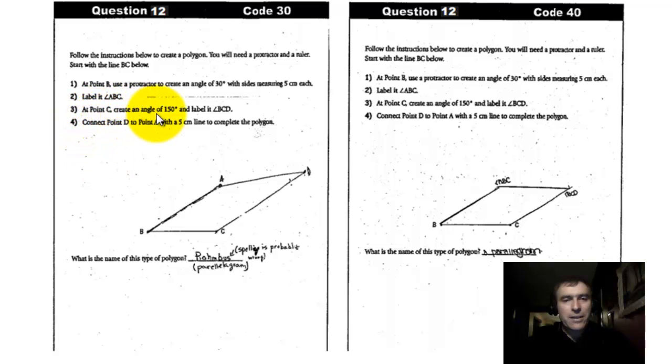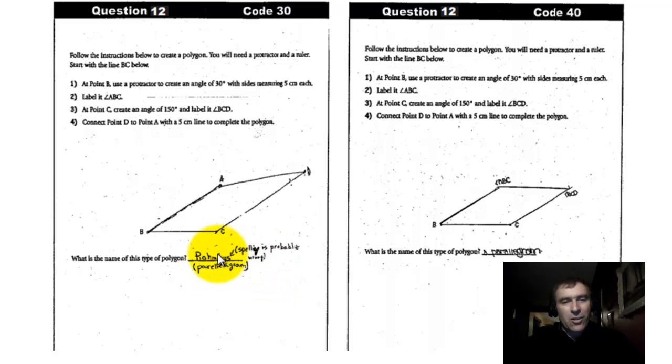And then it says at point C, create an angle of 150 degrees and label it BCD. So here is C, and they have drawn this to be 150 degrees, and actually they were off a little bit, and that's why they didn't get full marks. But this is approximately 150 degrees, and they have labeled it B, which starts down here, C, D. The labeling is correct. And then it says connect point D to point A with a 5 centimeter line to complete the polygon. And they did it, but their measurements again were off, but they had the general idea. So they got a level 3 C, or a level 3 B.